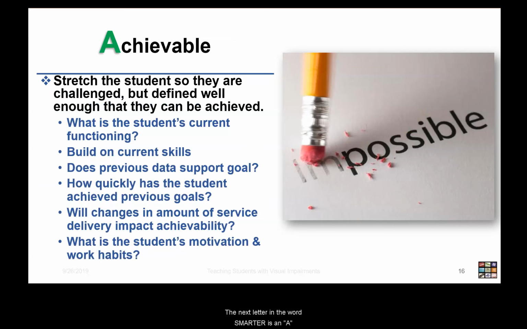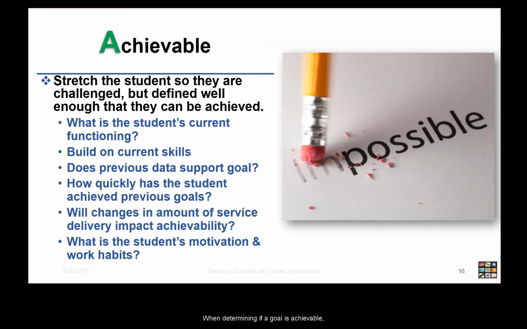The next letter in the word SMARTer is an A for achievable. The IEP team must consider how a student's specific disability impacts his or her ability to advance appropriately towards attaining his or her annual goals. To make goals achievable, stretch the student so they are challenged but defined well enough that they can be achieved.